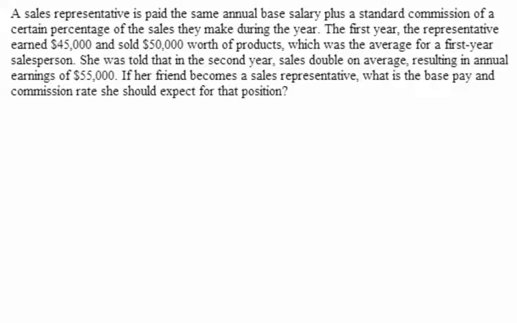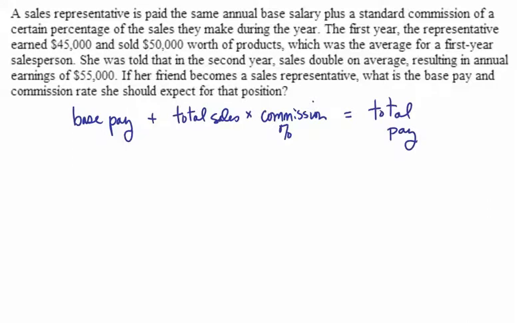All right, so what happens is that we get a formula that looks something like this. Base pay plus the total sales times the commission percent is going to equal the total pay. So you get a certain amount regardless. Do we know how much that is? That's one of the things that we're trying to figure out. Then, second, we have total sales times the commission percent.